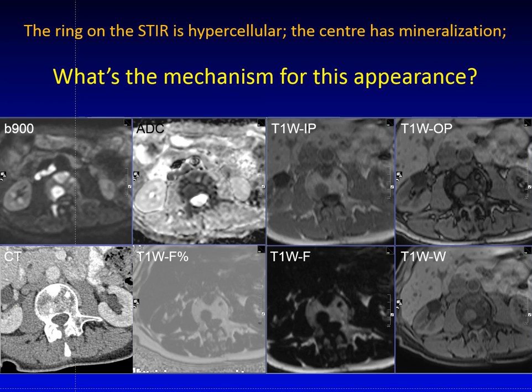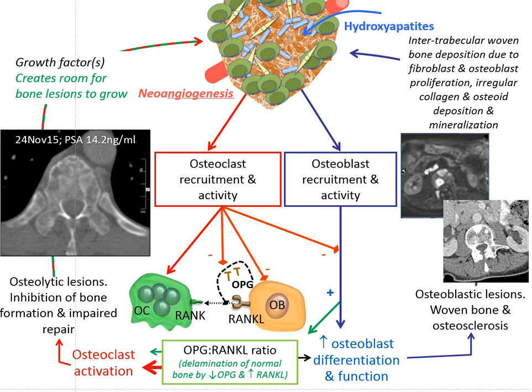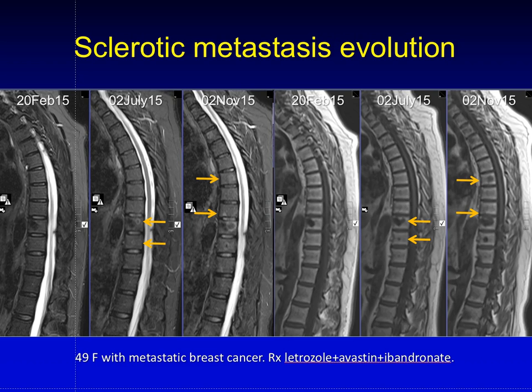So why does that happen? Well, that happens because of osteoblastic recruitment. So osteoblastic recruitment results in osteoblastic differentiation and function. That leads to osteosclerosis in some of these deposits. However, as I've already said, there is an activation of the OPG RANK ligand ratio, which is responsible for the halo that you can see in the back of the lesion in the spine. That halo is very, very classical.